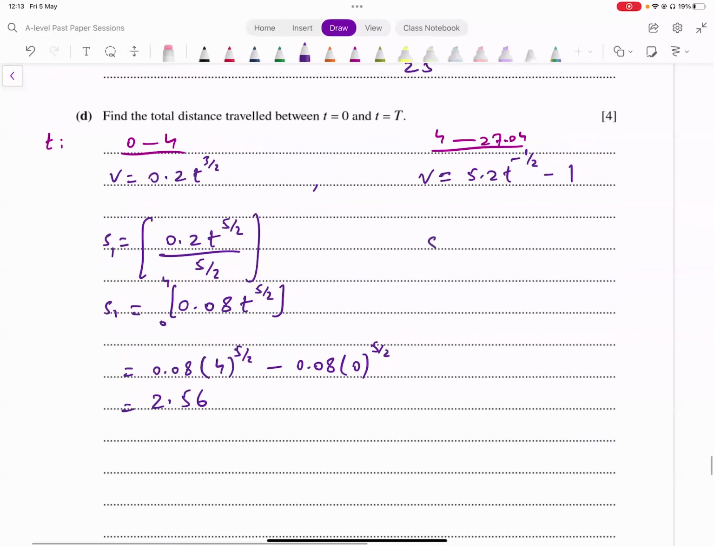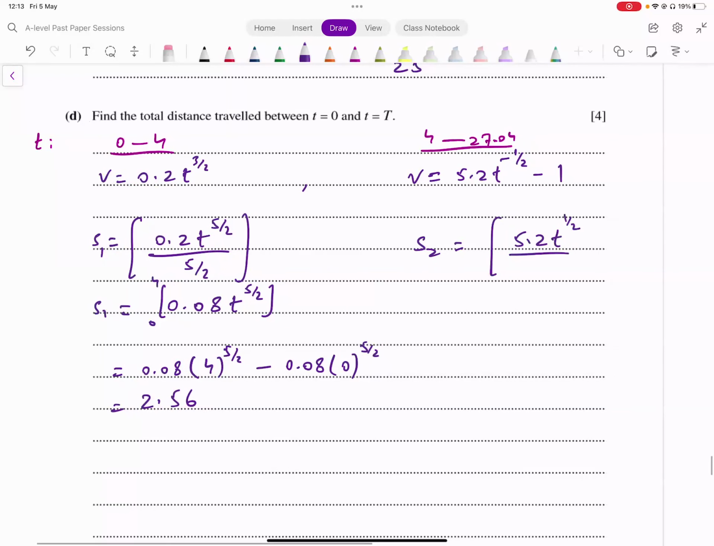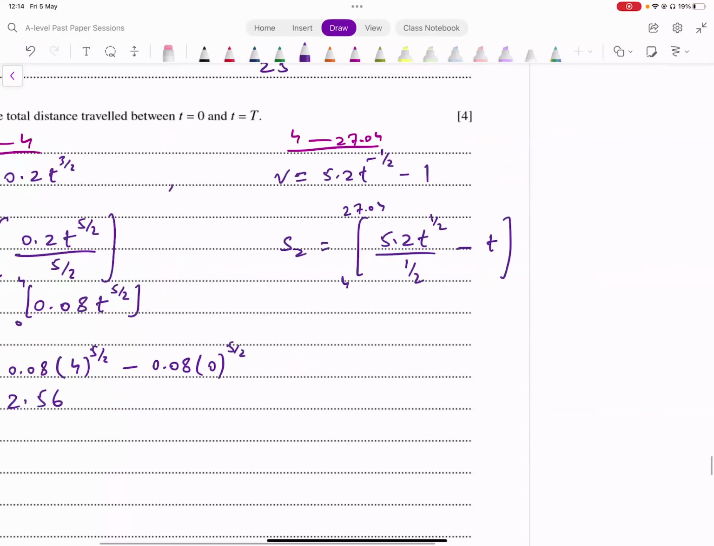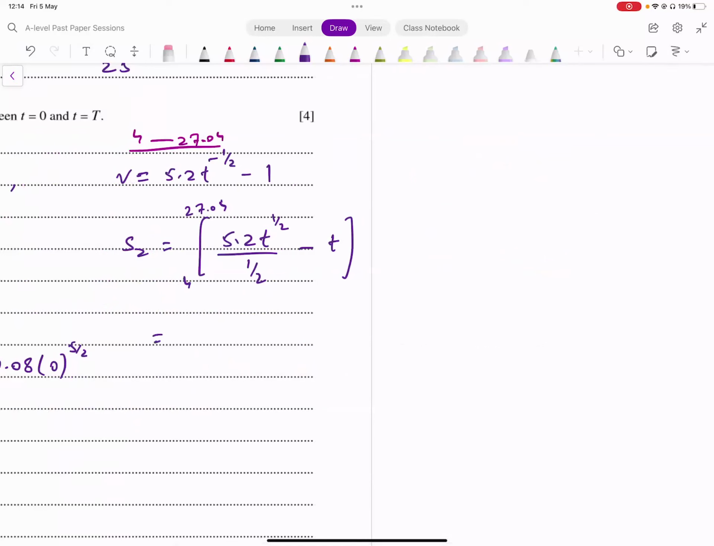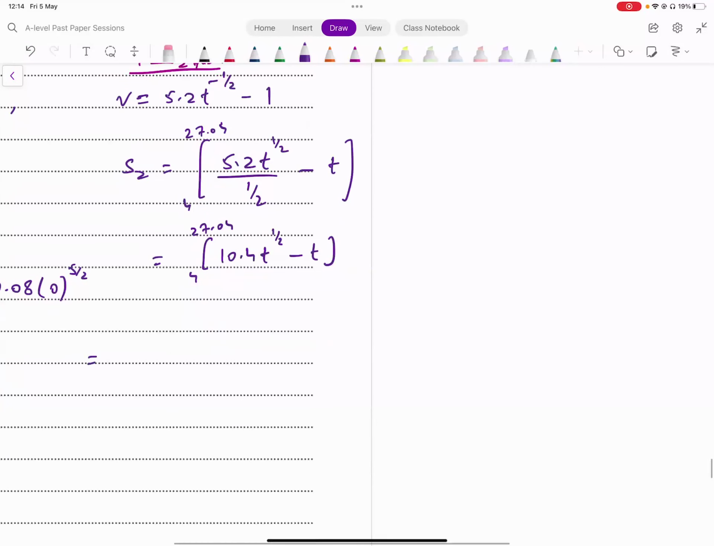दूसरे पार्ट को इंटीग्रेट कर लें, देखें इसमें क्या आता है? 5.2 into t^(-1/2 + 1), that's 1/2 divided by 1/2 minus 1 का इंटीग्रल, 1 का इंटीग्रल with respect to t क्या आएगा? t। लिमिट्स इनपुट करनी है 4 से लेकर 27.04 तक। लिमिट्स इनपुट करके दिखाना जरूरी है, अदरवाइज आपको मार्क्स कट जाएंगे। पहले सिंपलीफाई कर लें इसको थोड़ा सा, 2 ऊपर चला जाएगा, it's going to become 10.4 t^(1/2) minus t. Input the limits from 4 to 27.04. Okay, now what do we get when you do that?